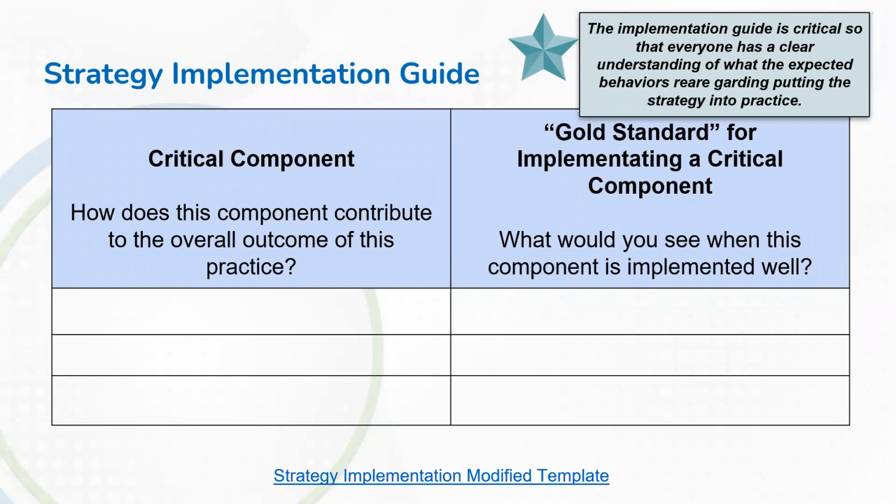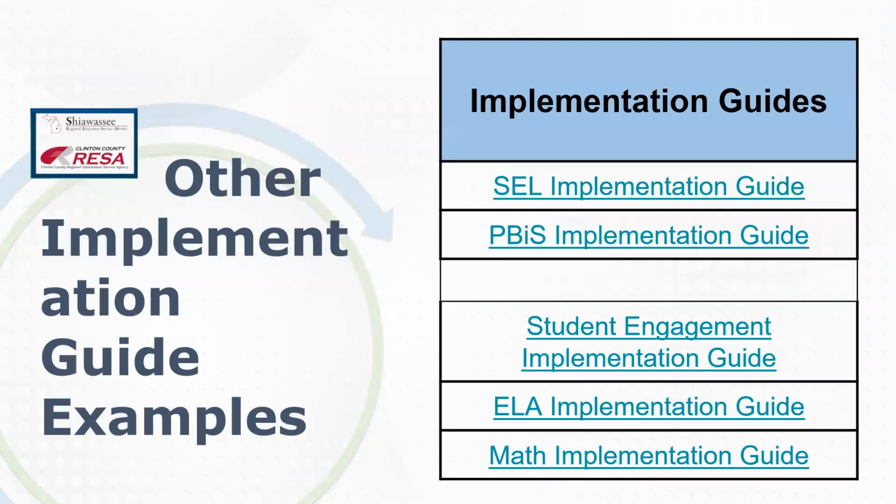It's also important to remember that depending on the strategy, implementation of all critical components may end up taking more than just the first year. So our colleagues from Shiawassee and Clinton County Regional Educational Service Agencies have graciously shared examples of some additional implementation guides that they developed in their county that you might find helpful as you look for samples in your own work.